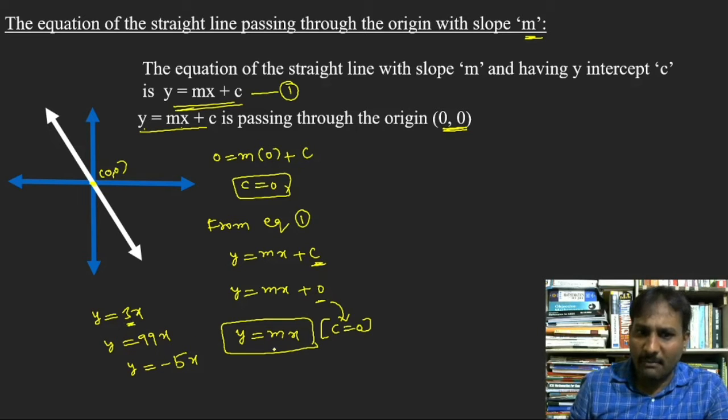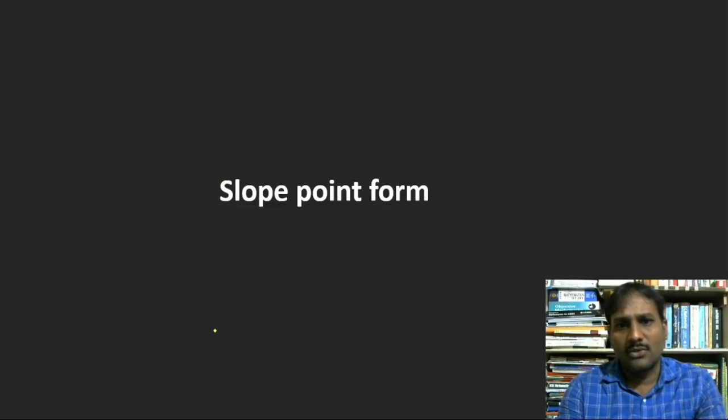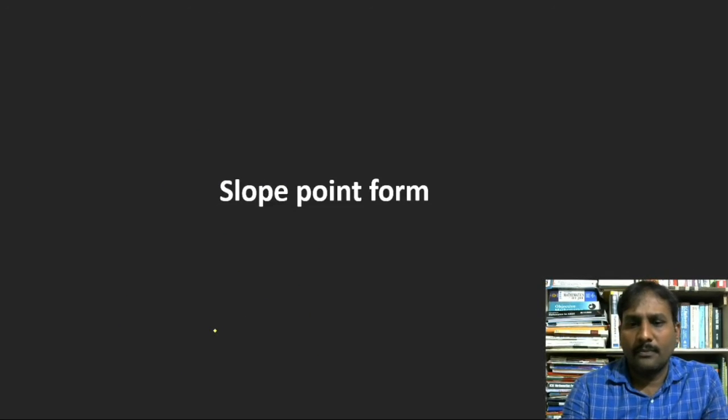Whose slope is m here. So here the slope is 3, slope is 99, slope is minus 5. So when it is in this form, it always passes through the origin. Okay. So next, slope point form.